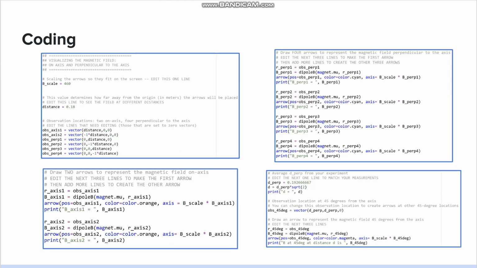Coding. Seen here is my coding. Included in the left picture is creating the magnet at the origin, and included in the right lower picture is a function for the magnetic field. These pictures help visualize the magnetic field on axis and perpendicular to the axis, creating the vectors seen in the image.